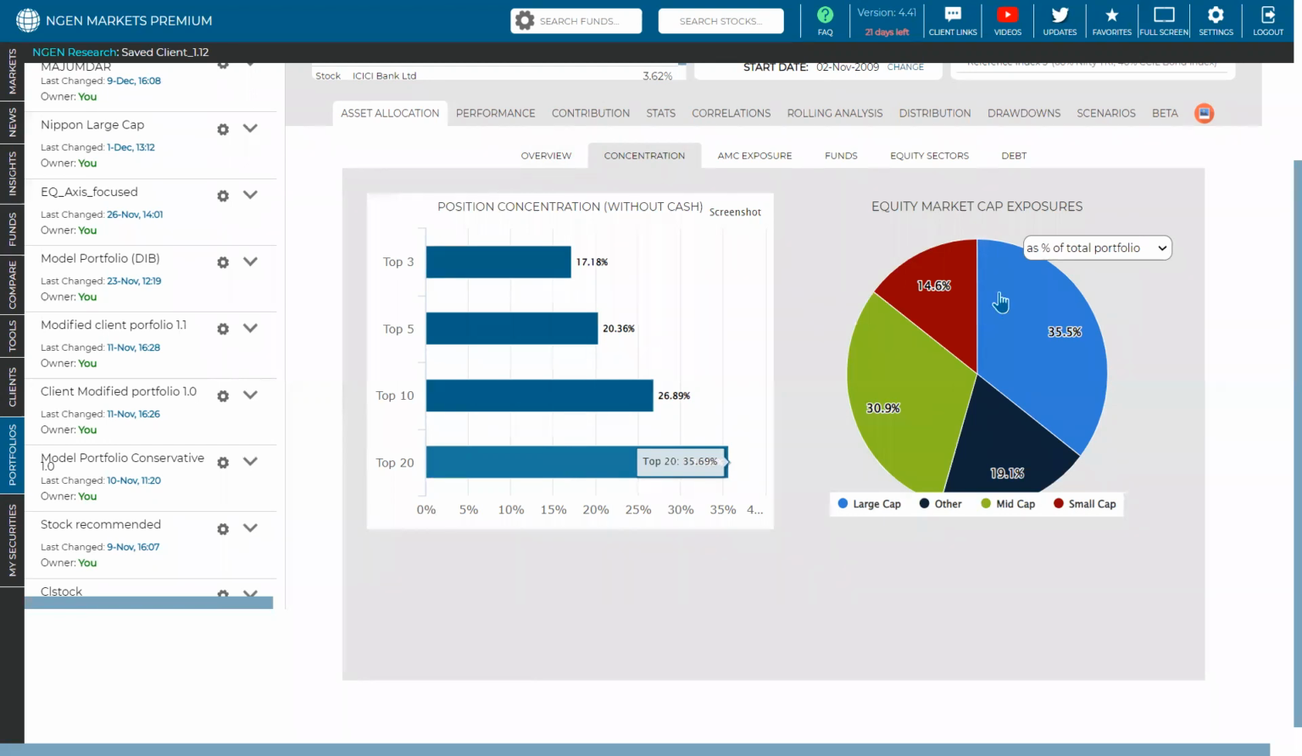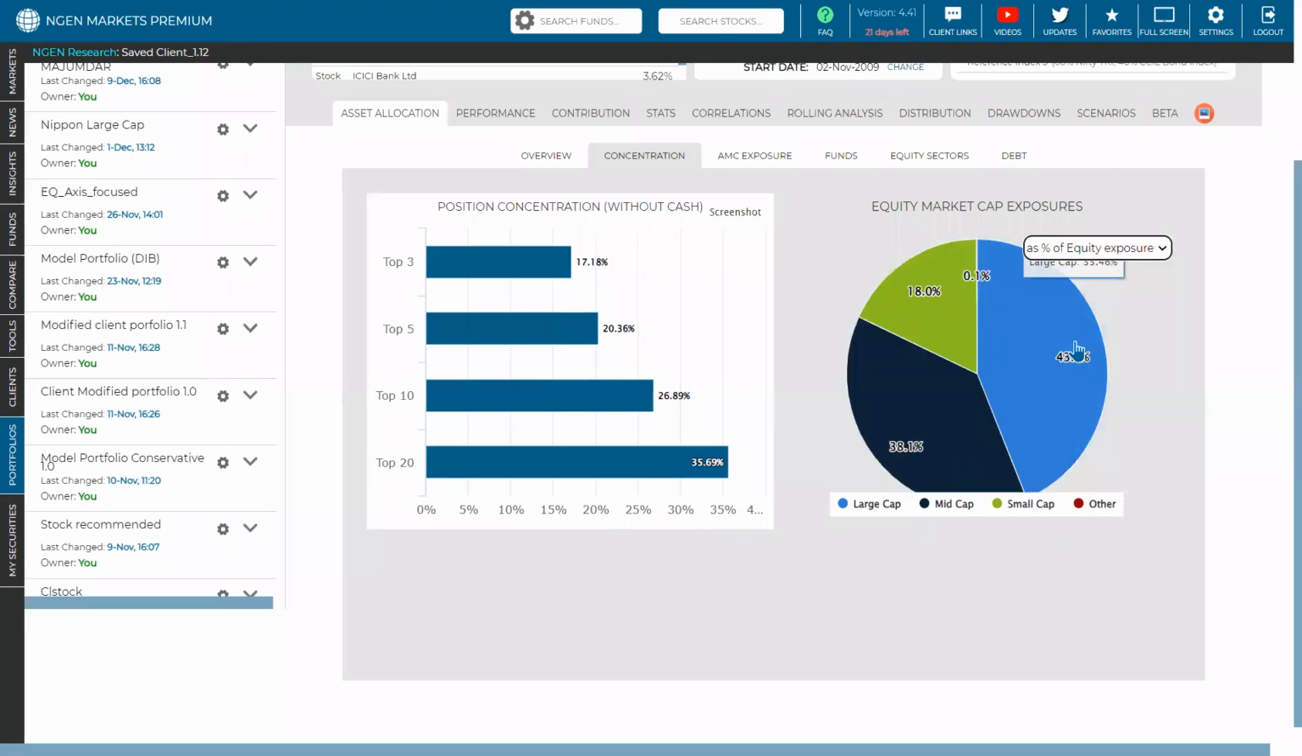Now you can also take a look towards the equity market cap exposure. For this equity, as you know, we have added some debt component as well. So if you want to take a look towards only the equity exposure, you can see we have 43% in the large cap, mid cap, and small cap given here, right? So this is all about the concentration of the portfolio at the exposure level, and how the exposures are divided into the equity market cap are given here in the concentration.